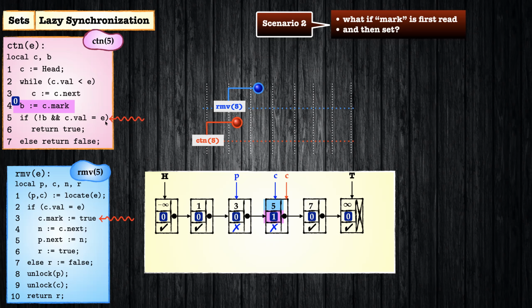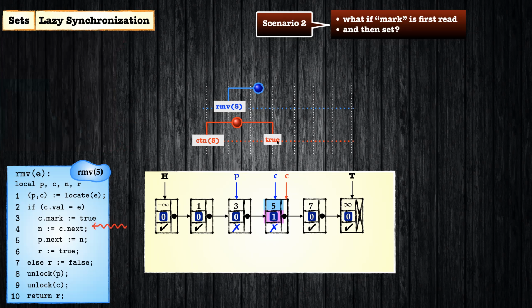Because the C value, of course, has not been changed, and the CMark, which is stored in B, was 0. So this means that this condition will succeed, and this means that we return true. So when the blue succeeds, the red succeeds, it gives back the value true. And now the blue will continue.